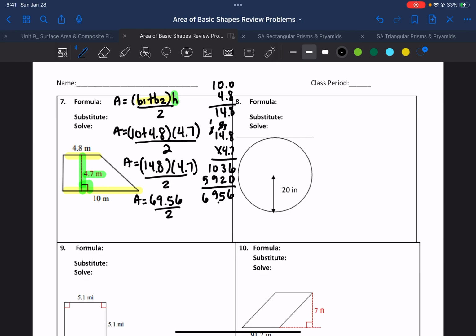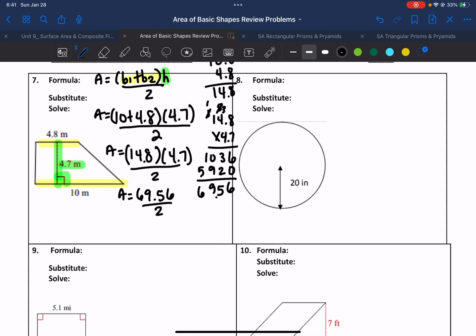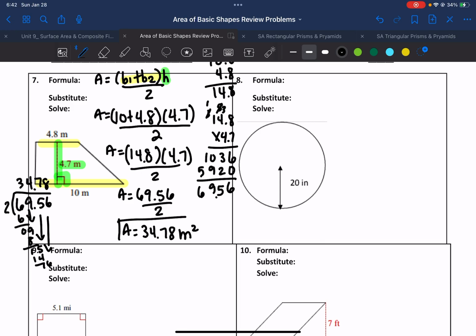69.56 divided by 2. Okay, I'm going to do this over here somewhere on the side. Divided by 2. 2 can go into 6 3 times. 2 can go into 9 4 times. That would be 8. It can go into 15 7 times. That'd be 14. And then into 16 8 times. So what we get as our final answer is 34.78 meters squared. Okay. All right. That's the trapezoid.